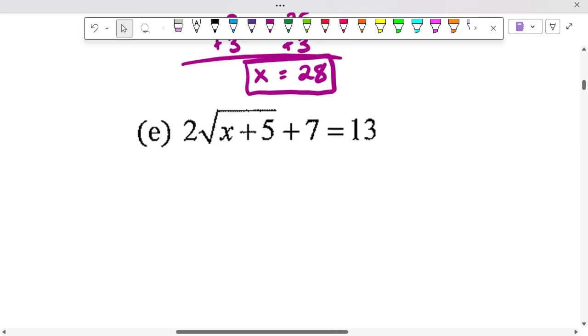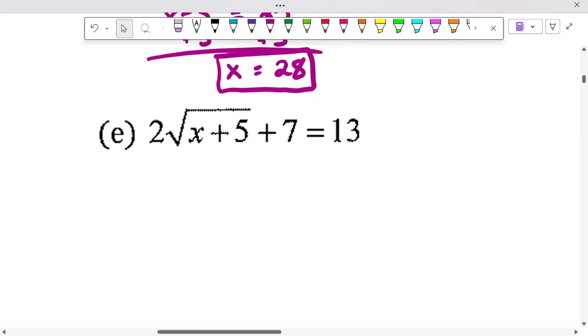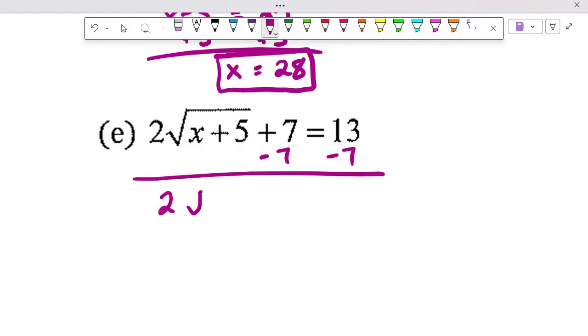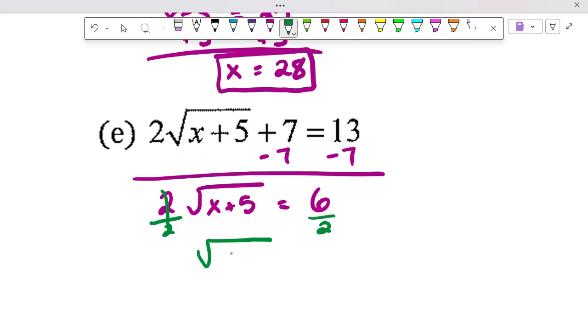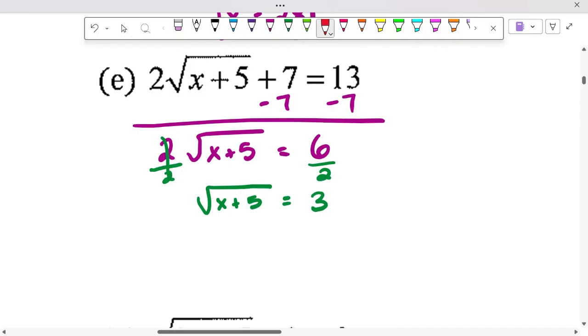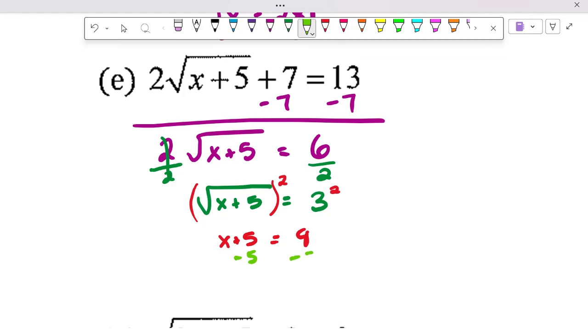All right. Walk me through this one. So again, think SADMEP. So what's my first step? Minus the 7. So I get 2 square root x plus 5 is equal to 6. Then what? Divide by 2. So I get the square root x plus 5 is equal to 3. Now what? Square both sides. So I get x plus 5 is equal to 9. And then I just subtract the 5. X is equal to 4.